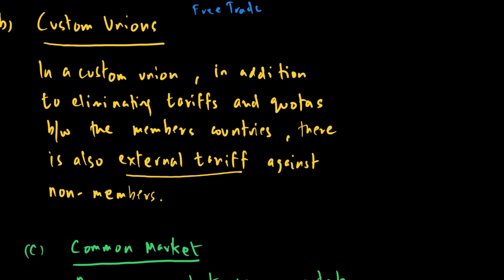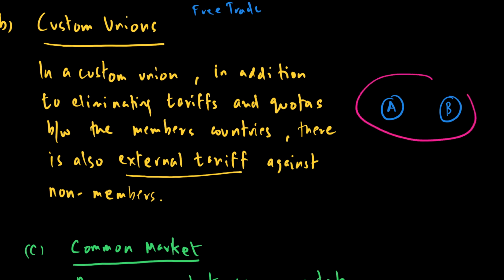Now when I draw the diagram, if I have country A and country B, and they are part of a customs union, then they will have a common external policy with country C. So as A and B both decide to put a tariff, they put the tariff together, as a customs union, on country C. That's why a customs union is a little stricter, or tighter, than a free trade area.